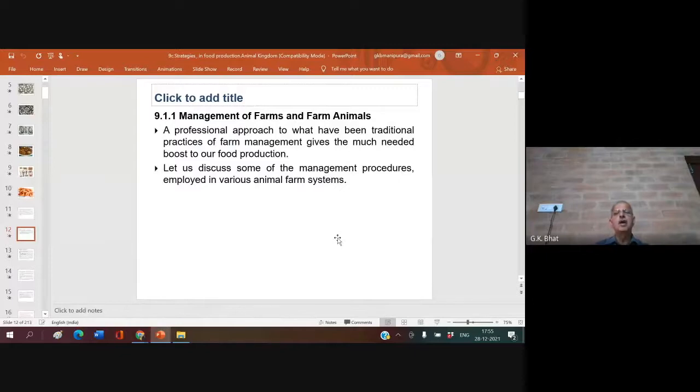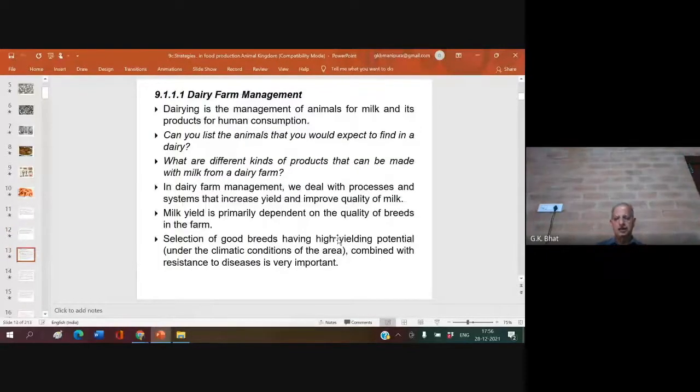Earlier, most of these farm animals were reared just as a side business because one had to do some agriculture and wanted some manure, so he reared some cattle without giving much importance to that. Now a professional approach has started. People started rearing cows, buffalo, sheep, goat, etc. for a particular purpose, and they do everything required to get better yield. Let us discuss some of the management procedures employed in various animal farm systems. First, we shall take up dairy farm management.